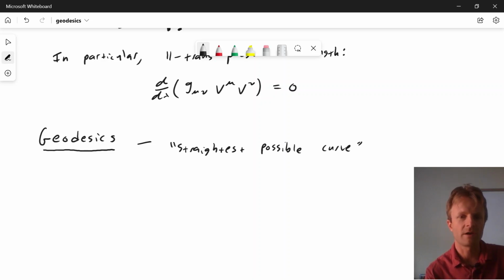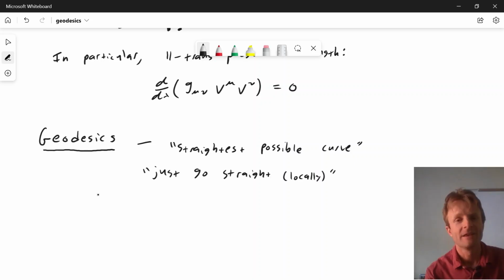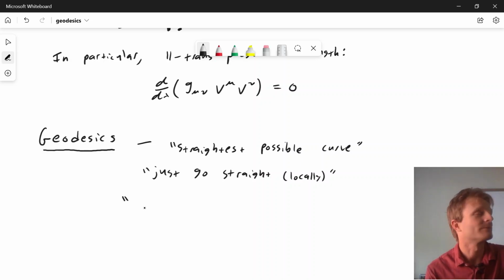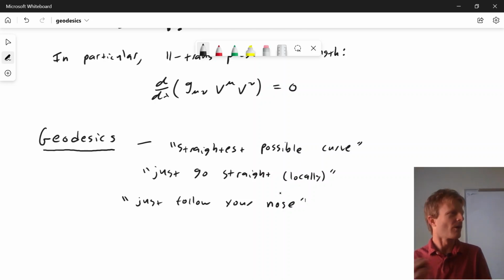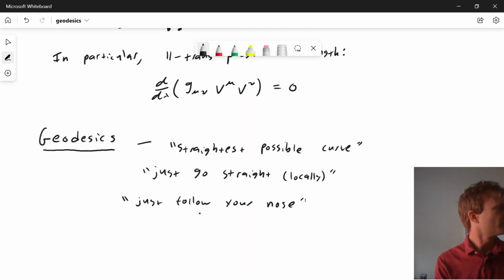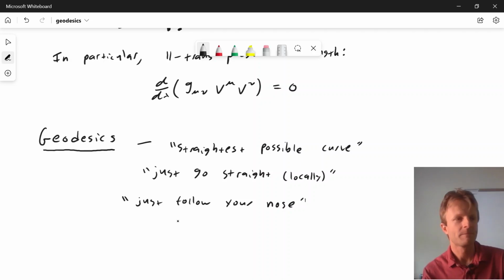Which is the one where you just go straight locally. And another way of saying this, someone might say, well, what do you mean by that, right? Well, it's like just go in the direction you're pointing, right? Don't rotate. Just follow your nose. Don't rotate. Just keep going in a straight line. So these are all various motivations for the definition we're going to give.